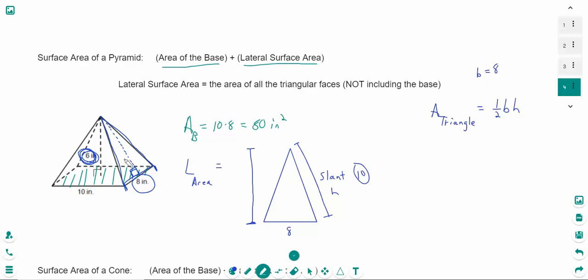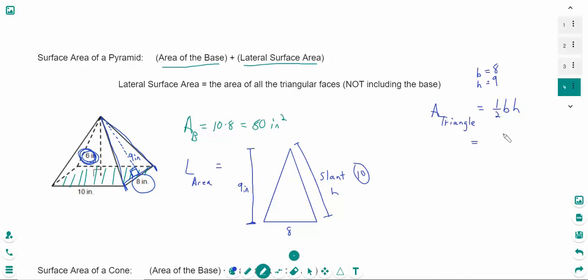So let's say they tell us that this height is 9 inches. Okay? Let's just say that. Let's say it's 9 inches. With that known, we now know the height of our triangle, and we can say that h is equal to 9. And we're ready to solve this.